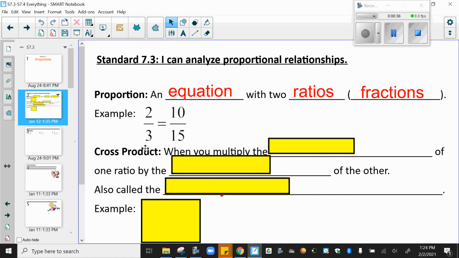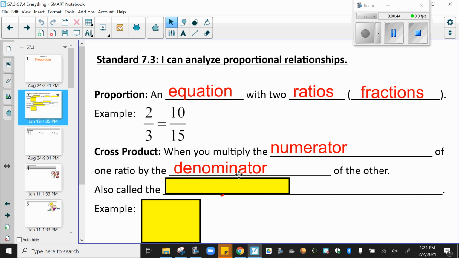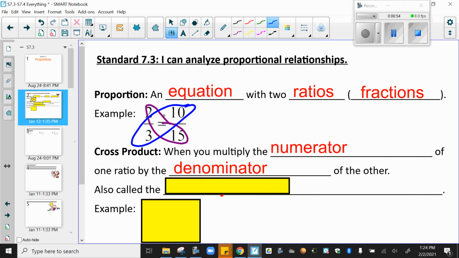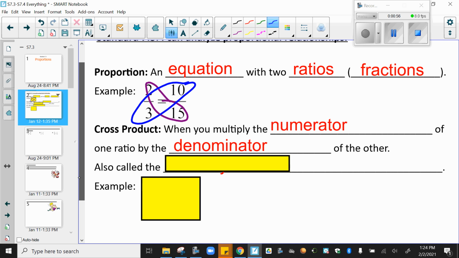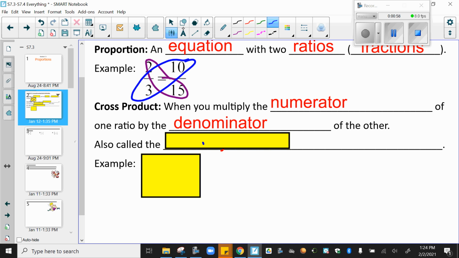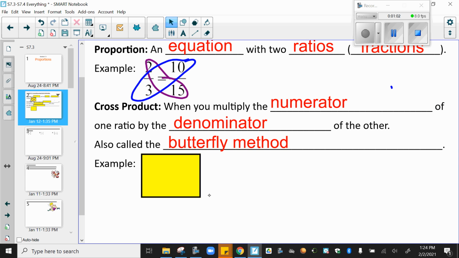Cross product. Here's how we interact with this. So cross product. When you multiply the numerator of one ratio by the denominator of the other, which would be this shape, or this shape. You've probably called this in the past the butterfly method, right? Because if you draw that nicely, it looks like butterfly wings.